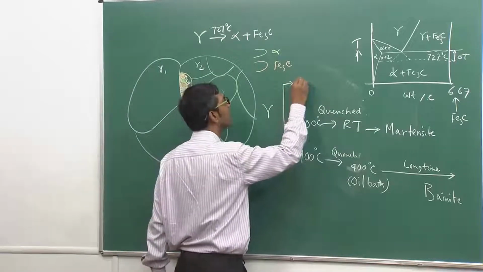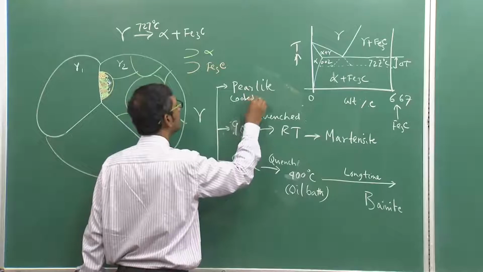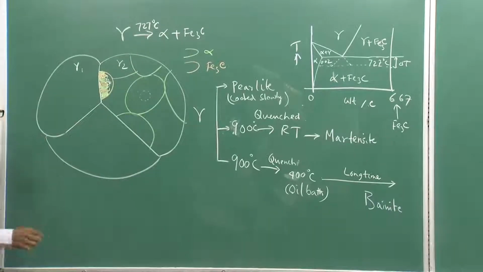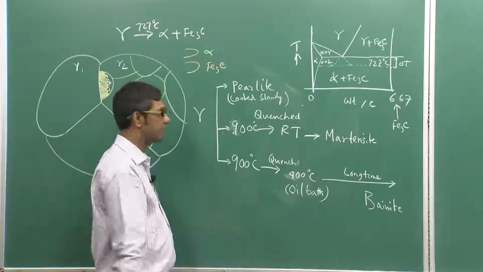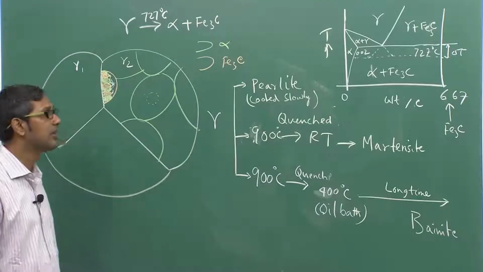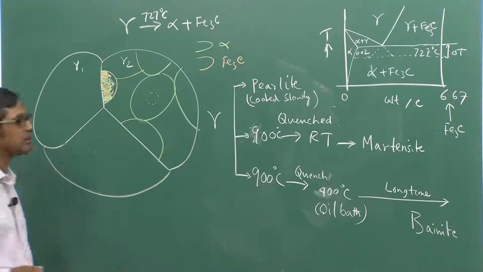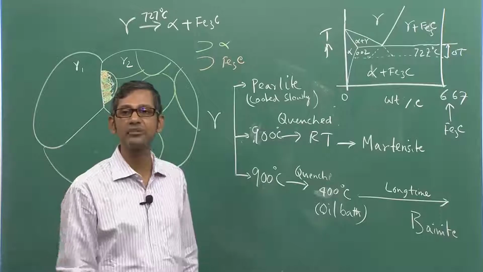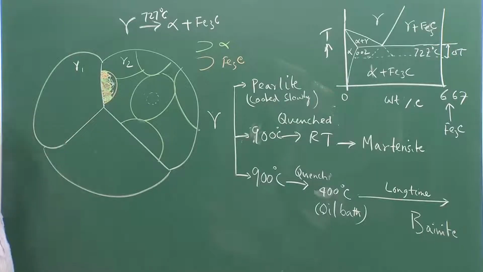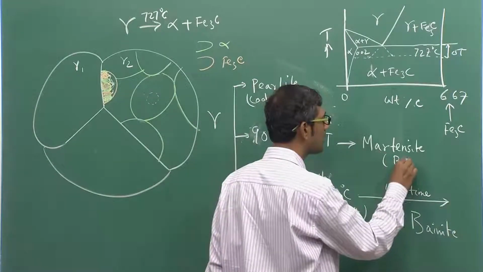One is simple perlite, if I cool it slowly. If you cool it very fast, you can have martensite, and if you cool it intermediately, that is, if you quench to about 400 Celsius and then keep it a long time at that temperature, you are going to form bainite. That is the biggest advantage of steels. Depending on the type of heat treatment process, transformation products can be changed. Perlite obviously is a lamellar structure of cementite plus alpha iron. Martensite is a completely different product; it has a body centered tetragonal crystal structure.